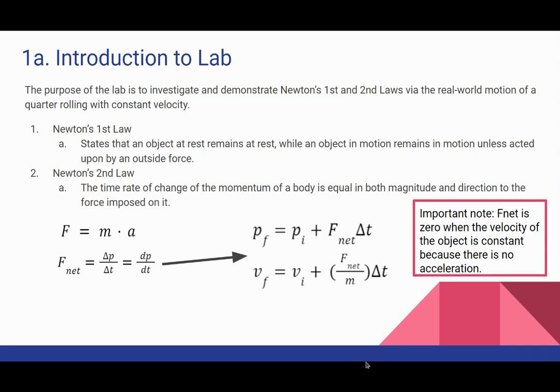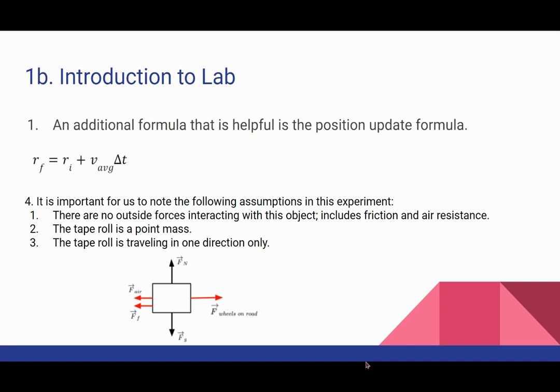It is important to note that the net force of an object is 0 when velocity is constant. This is because there's no acceleration or change of velocity over time, making the magnitude of the net force 0. An additional important formula we can derive from the velocity update formula is the position update formula, as seen here. This allows us to predict the final position vector of the mass using the average velocity. In fact, all of the update formulas allow us to predict their final positions and quantities.